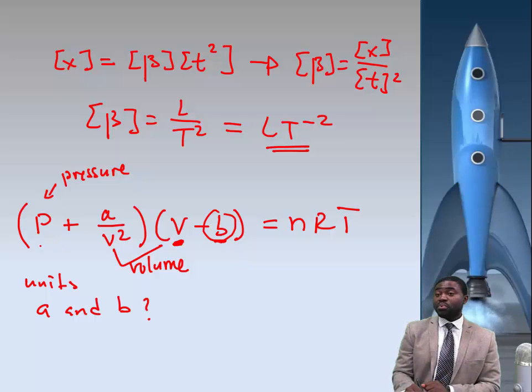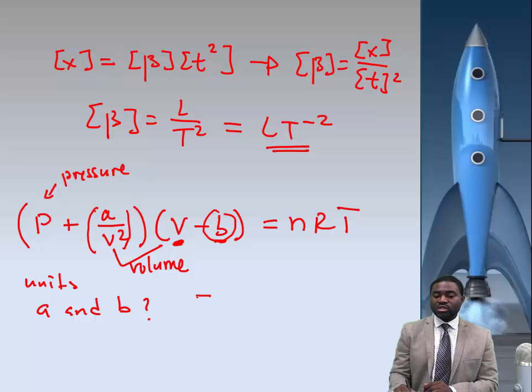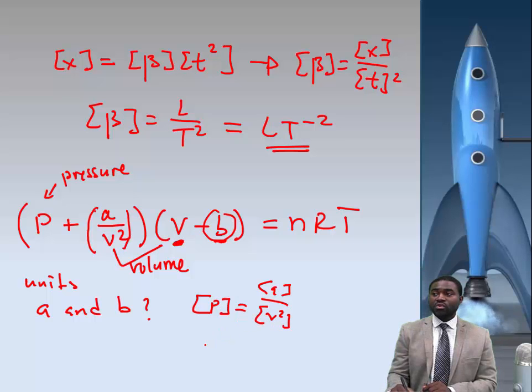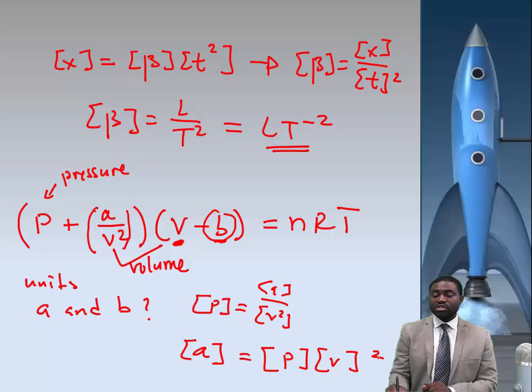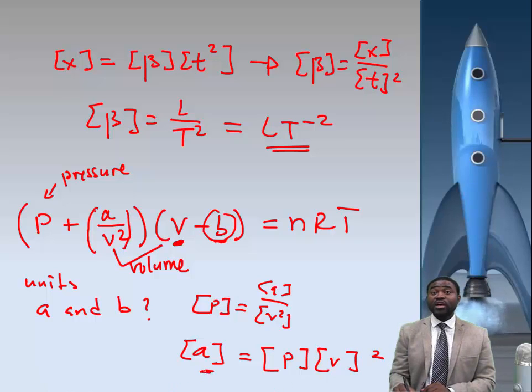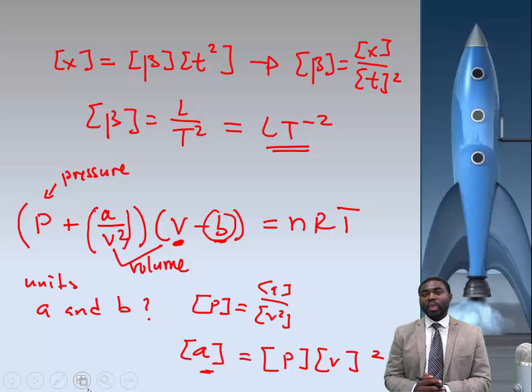Now, again here, this is pressure. Listen up, fellas. This is pressure. A over V squared is added onto pressure. Therefore, the dimensions of A over V squared must be equal to the dimensions of what? Pressure. Do you see that? In other words, the dimensions of pressure is equal to the dimensions of A divided by the dimensions of what? V squared. In which case, the dimensions of A is going to be equal to the dimensions of what? Pressure multiplied by the dimensions of what? V squared. Now you can know the dimensions of A and you can determine the units of A. Once you know the unit, you can identify the physical quantity. You understand that, right?